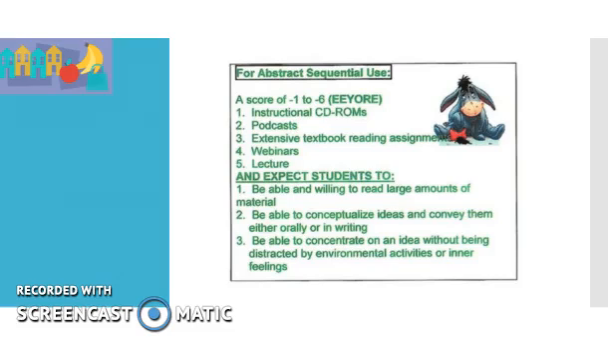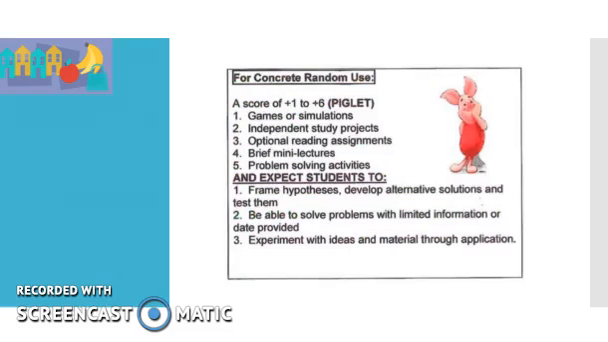Students are willing and able to read large amounts of material. They're able to conceptualize ideas and convey them either orally or in writing, and are able to concentrate on an idea without being distracted by environmental activities or inner feelings. So that's great. So about 30% of our learners fell in the category of concrete random learners.